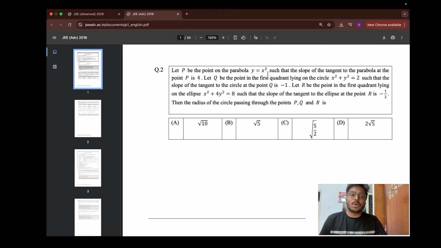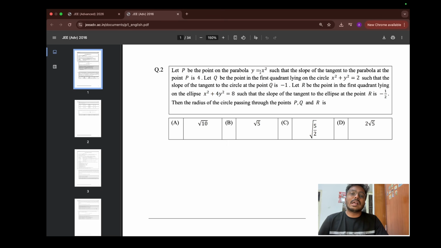This question is from conic sections. It has a parabola, a circle and an ellipse. They tried to blend different conic sections into a single question. Let's read through the question. Let P be the point on the parabola y equals x square. This is a pretty standard parabola. Such that the slope of the tangent to the parabola at the point P is 4. So you have a point on the parabola and the slope at that point is given.